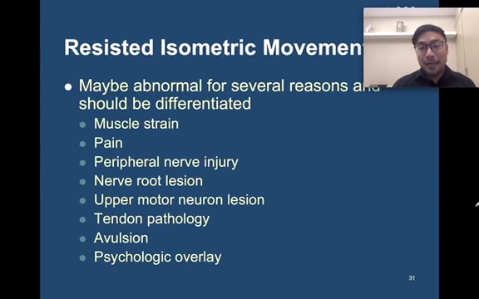So again, same strategy. So check if there will be some differentials, like if it's a muscle strain, you check on the pain. If there's some peripheral nerve injury, an upper motor neuron lesion, or a tendon pathology, avulsion, and a psychologic overlay. You see, it's overlapping, right? So you need to check, for this slide, an upper motor neuron and a lower motor neuron lesion.